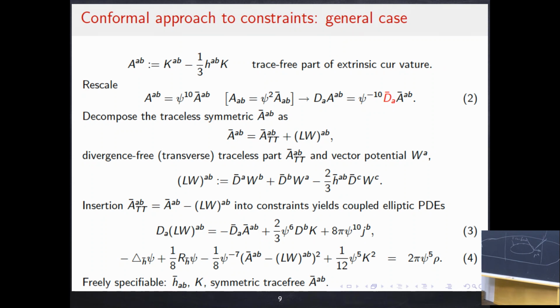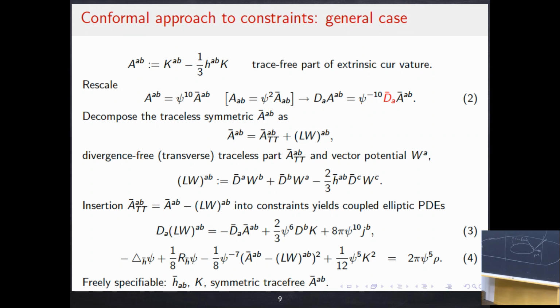TT stands for transverse, or divergence free, and traceless. So it has 0 trace and 0 divergence. And then this other thing here, this vector potential, satisfies some ugly equation. I'm calling it beautiful equation here. And then you insert this whole slew of definitions into your constraint.